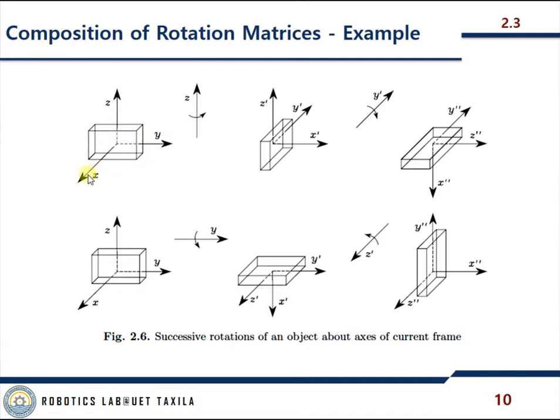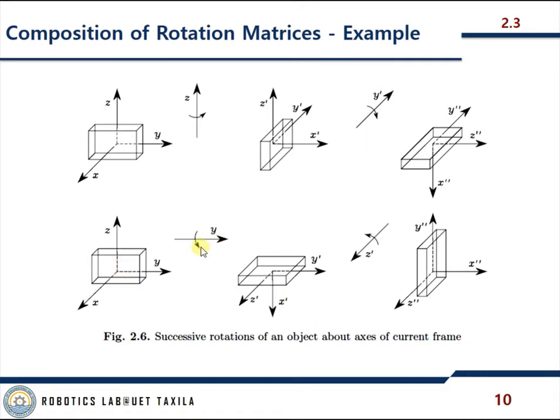This is an object. It has x, y, z, three unit vectors describing it. First, we rotate it with respect to the z axis. After rotating with respect to the z axis, we get this. Then we rotate this object with respect to its current reference frame. Its current reference frame is this, and we rotate it along the y axis. If we move it along the y axis, we get this. And in a similar way, if you move this with respect to y first, we get this.